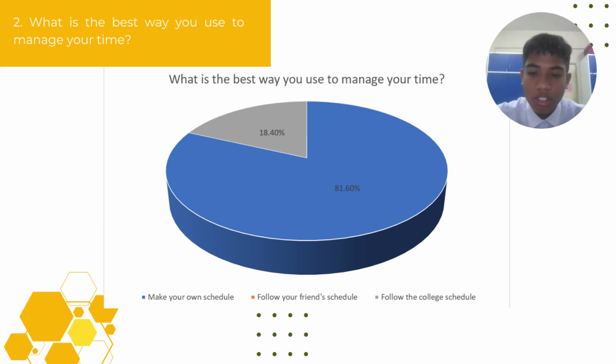Next, for question 2, the question we ask is, what is the best way for students to manage their time? The majority of students answered make their own schedule, which is 81.6%. No students answered follow friends' schedule. Indirectly, 18.4% answered follow the college schedule.